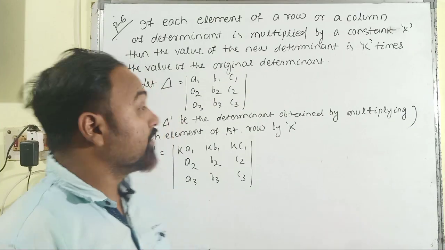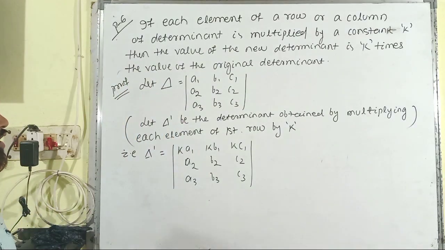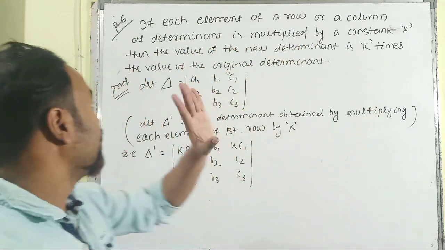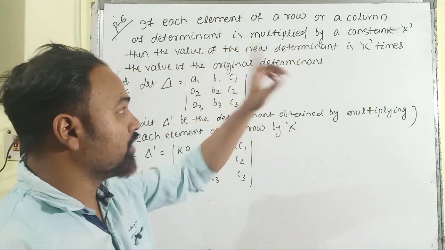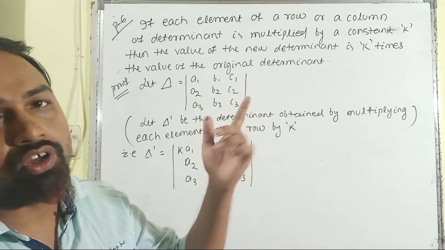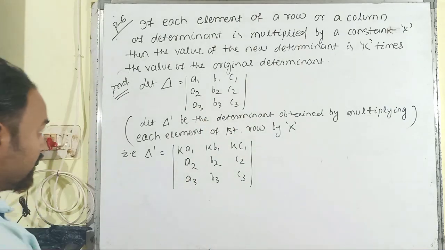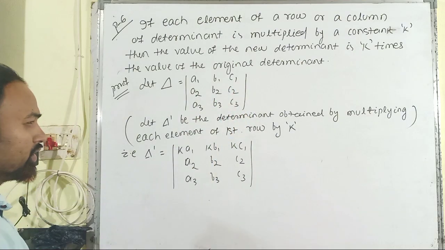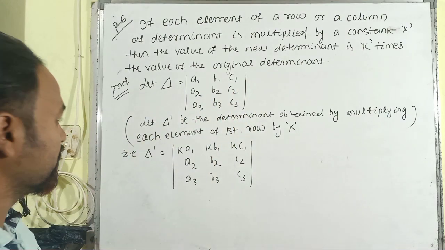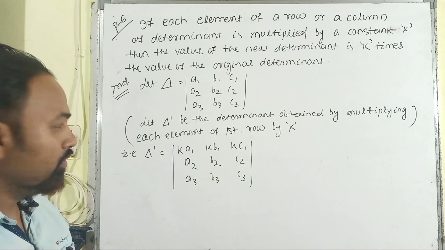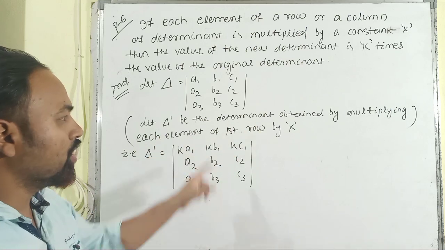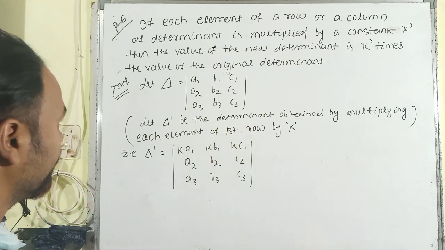Here it is the property number 6, and it tells that if each element of a row or a column of a determinant is multiplied by a constant k, then the value of the new determinant is k times the original determinant. Let delta be equal to the determinant with rows a1 b1 c1, a2 b2 c2 and a3 b3 c3, these 9 elements. Suppose I have formed a new determinant obtained by multiplying each element of the first row by k.